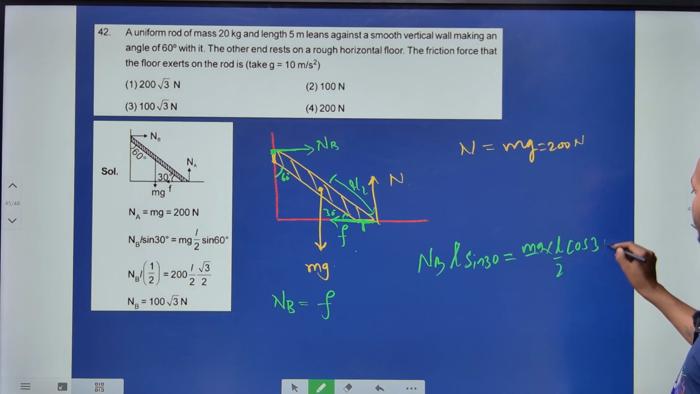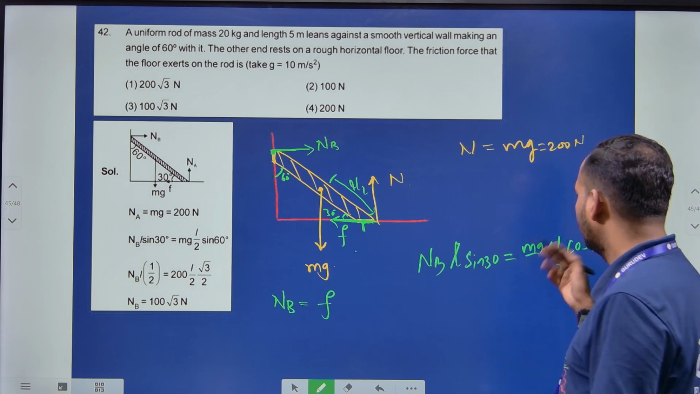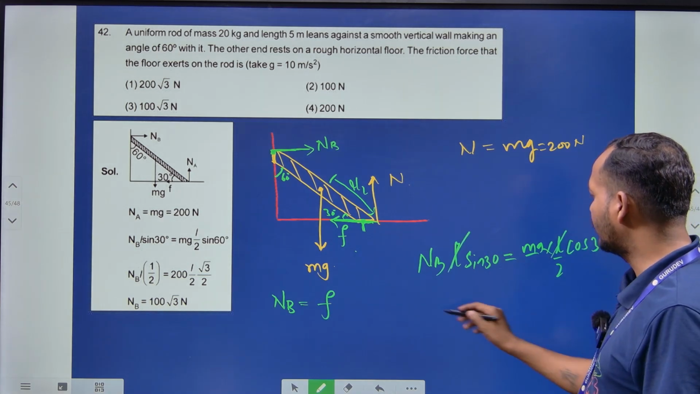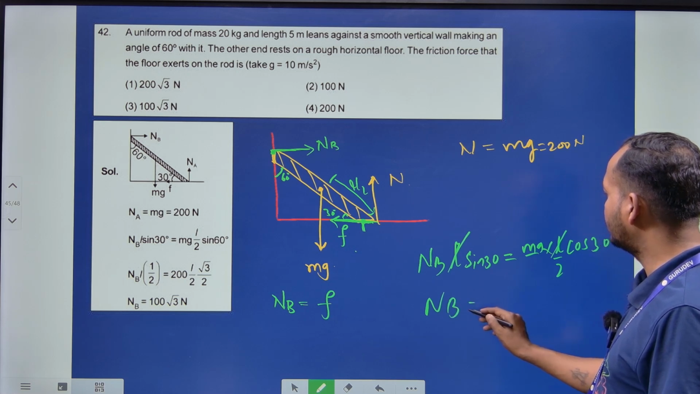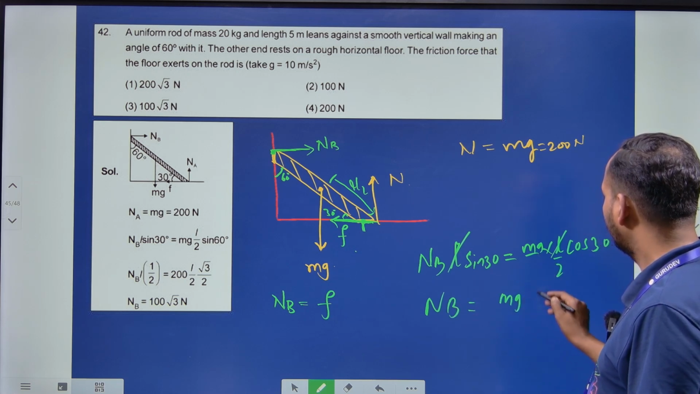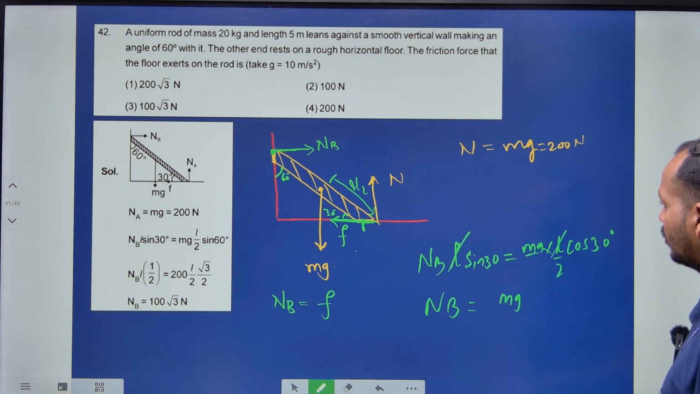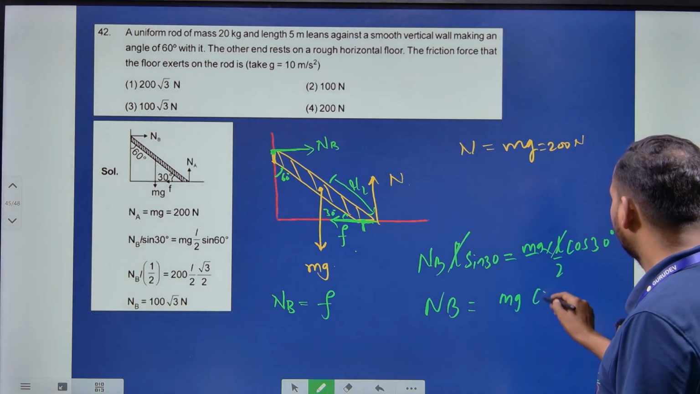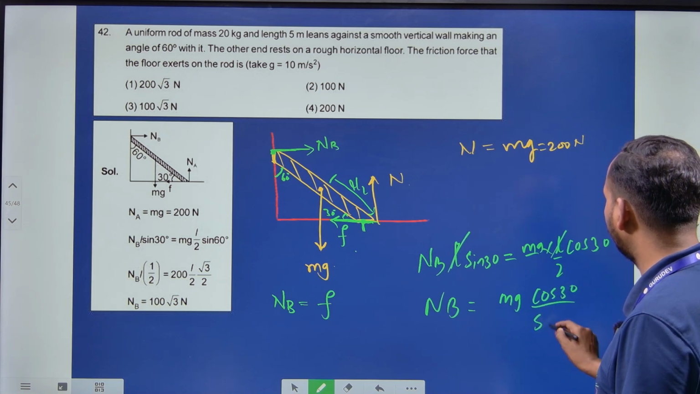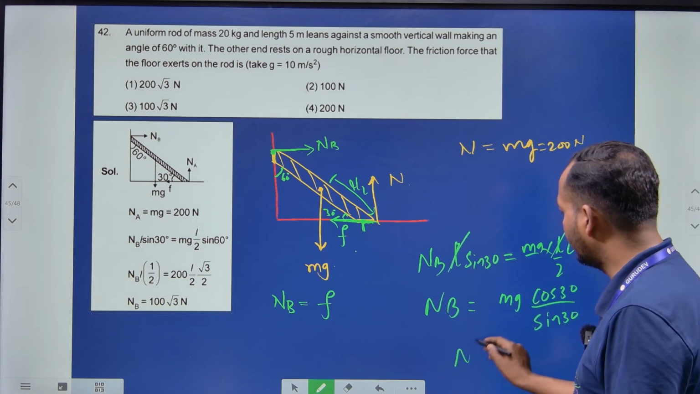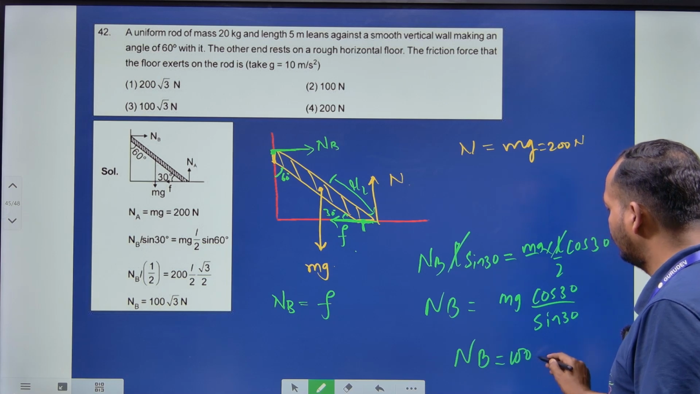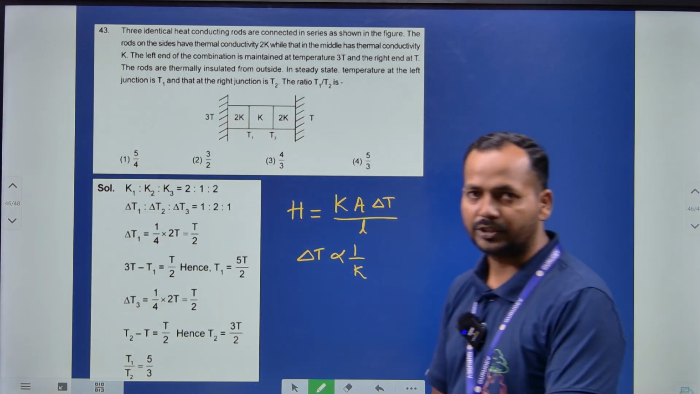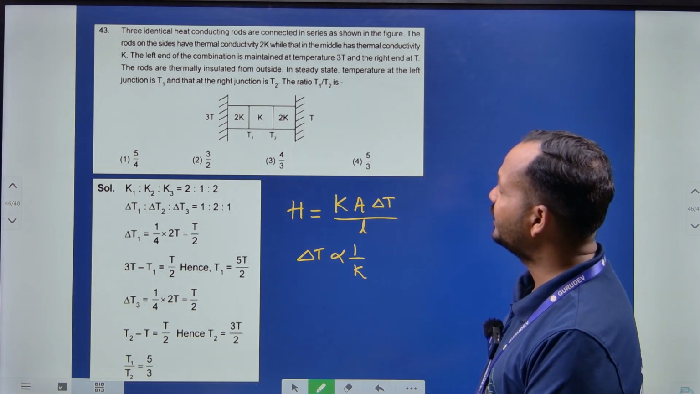तो cos 30 आ जाएगा आपका एंगल। तो यहां से आप सॉल्व करोगे तो L कैंसिल हो जाएगा, NB आपको कैलकुलेट करना है, NB sin 30 इज इक्वल टू mg cos 30, अगर आप सॉल्व करोगे और मास भी डालोगे, mg 200 है, तो NB क्या होगा आपका cos 30 अपॉन sin 30। तो ये सारे सॉल्व करने के बाद NB जो आएगा 100√3 आपका आंसर आएगा, ठीक है। नेक्स्ट 43 क्वेश्चन, 3 identical heat conducting rods are connected in series as shown in the figure.